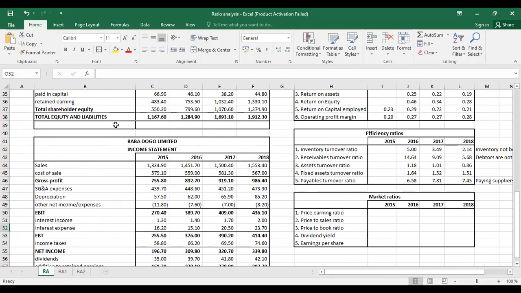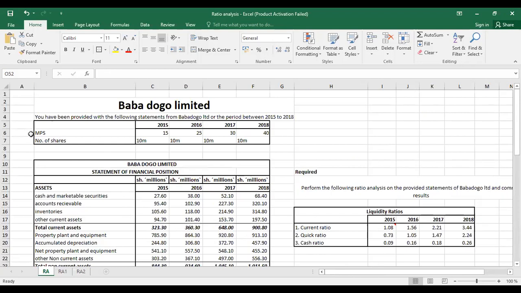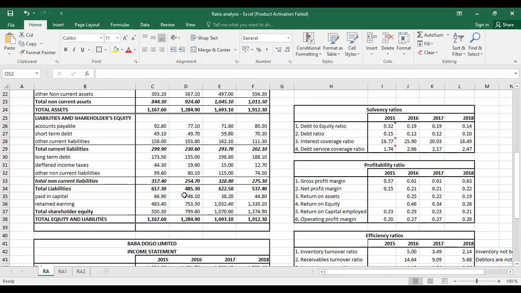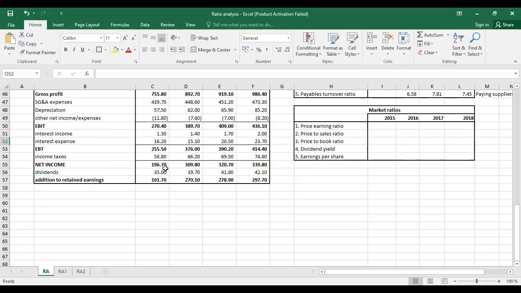Then we have the price earnings ratio: market price per share over earnings per share. So the market price, I think we are given here. We are given the market price per share, and we've been given the number of shares. So we can find the earnings per share from our earnings. Our market price per share has already been given.